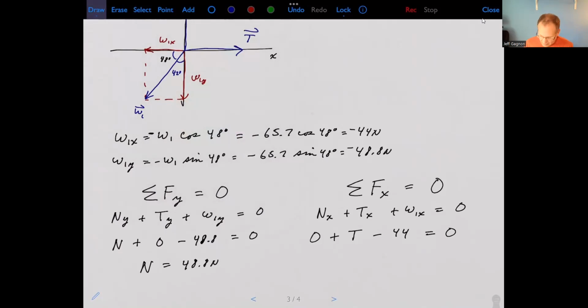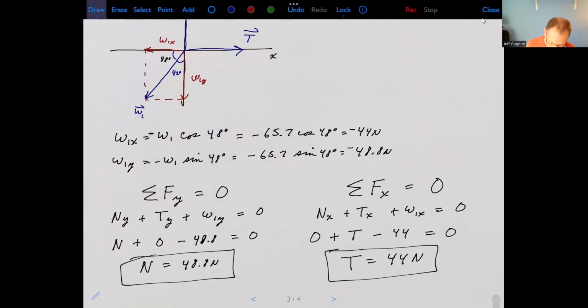Now, this is nice, right? So the only term there is the T. I can solve for the tension. So if I add 44 to both sides, I'm going to find that the tension is equal to 44 newtons. Great. And that's going to be helpful later. So tension is equal to 44 newtons. I don't need this today, but we also know the normal force is 48.8.